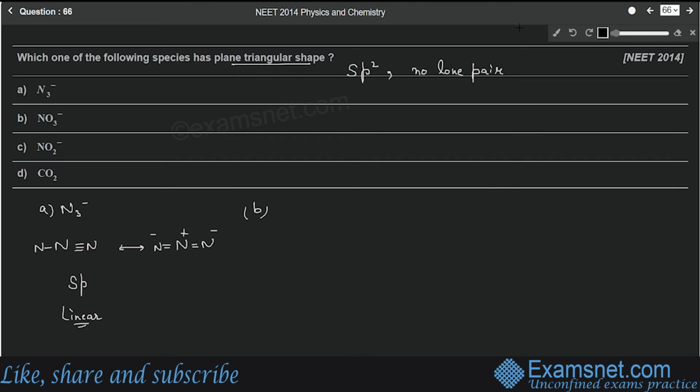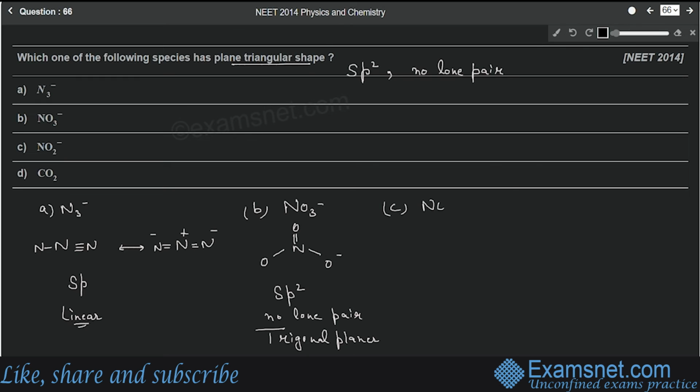Let's check another one. The second option is NO3 minus. So this is nitrogen. This is double bond O and single bond O. So here the hybridization is sp2 hybridization and there is no lone pair of electron on the central atom, that is nitrogen. So the shape is trigonal planar, or we can say plain triangular shape as it is asked in the question. So this is the correct answer, but let's check other options as well.